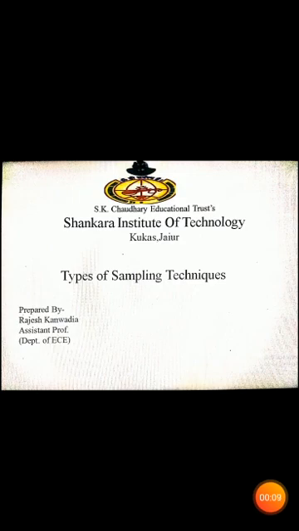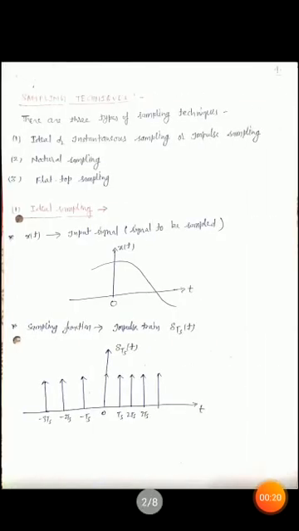In the previous lecture, we discussed the statement of the sampling theorem and its proof. In today's lecture, we will discuss the types of sampling techniques. There are three types of sampling technique. First is ideal sampling, second is natural sampling, and third is flat-top sampling.